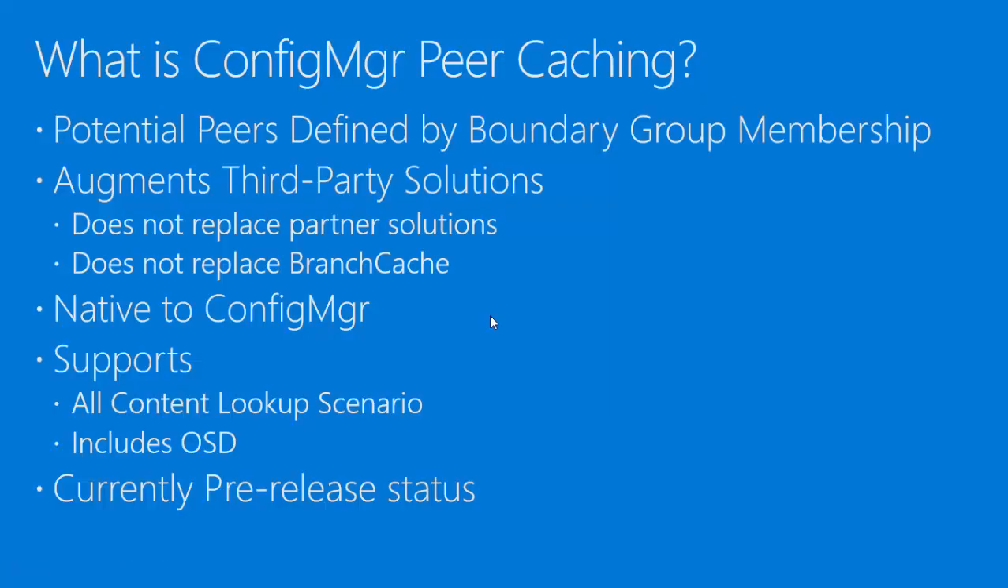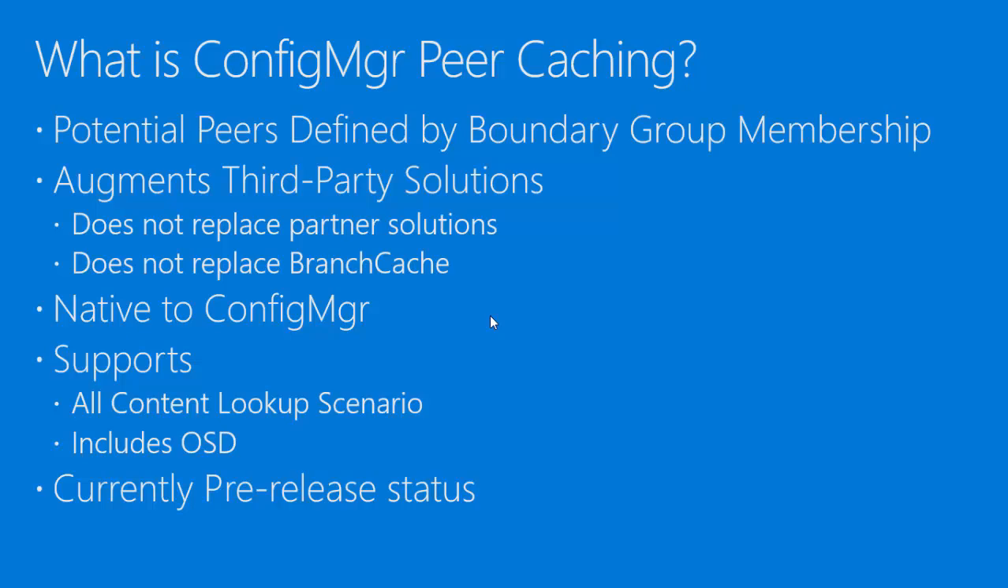So what is ConfigMgr peer caching? So ConfigMgr peer caching is no different. It allows potential peers that are defined by boundary group membership to act as local sources for obtaining content, right? And then the boundary group defines who all is participating within this group of peers that can pull content from the defined peers that are offering content. More about that will come clear in a minute.